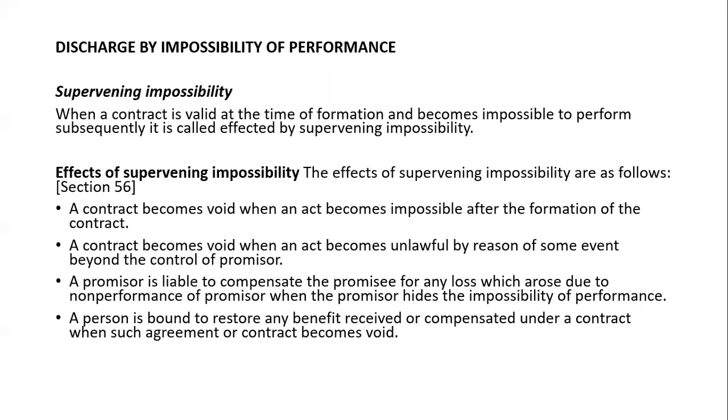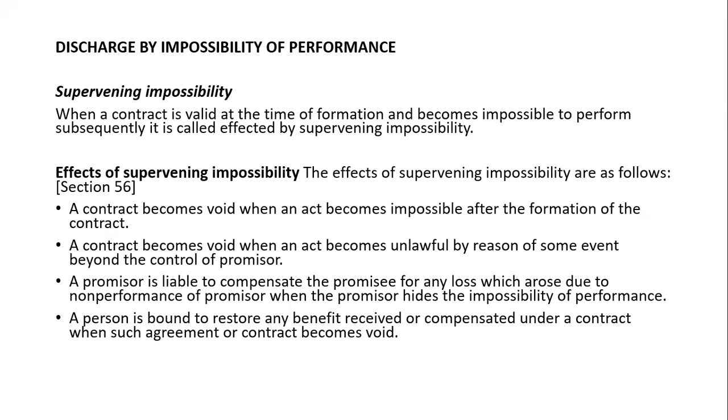Now, here is another one, discharge by impossibility of performance. The first one is the supervening impossibility. When a contract is valid at the time of formation and becomes impossible to perform subsequently, it is called affected by supervening impossibility. What will be the effect? The contract becomes void when an act becomes impossible, or when an act becomes unlawful, or a promisor is liable to compensate the promisee for any loss, and the person is bound to restore any benefit received or compensate, like a restitution.